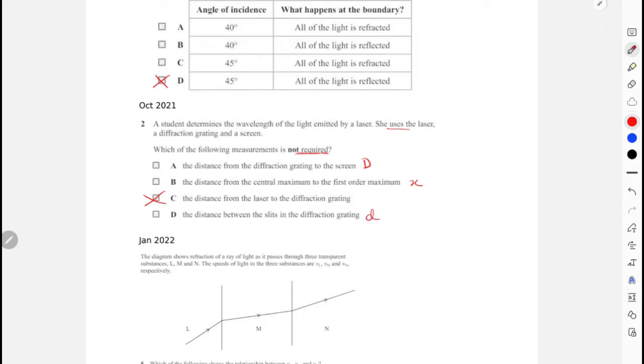All of the other things are required because in your equation, n lambda is equal to d sine theta, and theta is basically tan inverse of x over D, right? So all of these things are required. Capital D, small d, x, these are required data, but only the distance from the laser to the diffraction grating is not required over here. So obviously we are going to choose option C as your correct answer. Invalid requirement for this data.